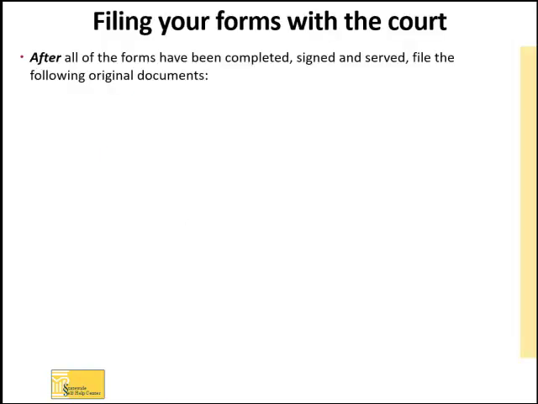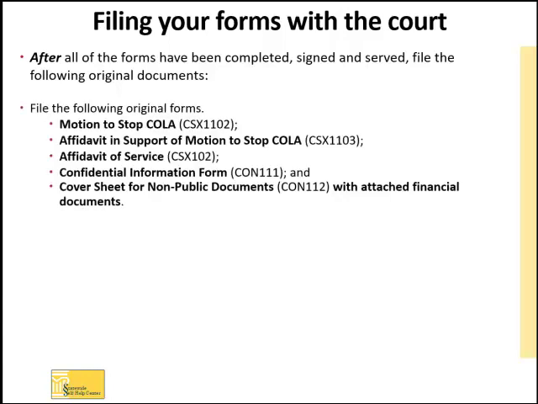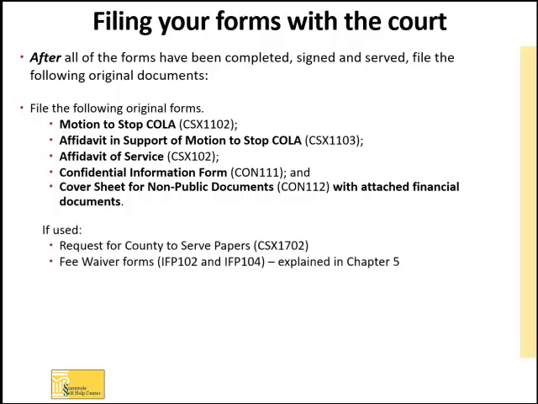After the forms have been completed, signed, and served on the other parties, and after the confidential forms have been completed, you are ready to file the original forms with the court. You will file the motion to stop COLA, an affidavit in support of motion to stop COLA, the affidavit of service, the confidential information form, and cover sheet for non-public documents with attached financial documents. You may also be filing the request for county to serve papers, which we discussed in Chapter 3, and the fee waiver forms, which we will cover in the next chapter.